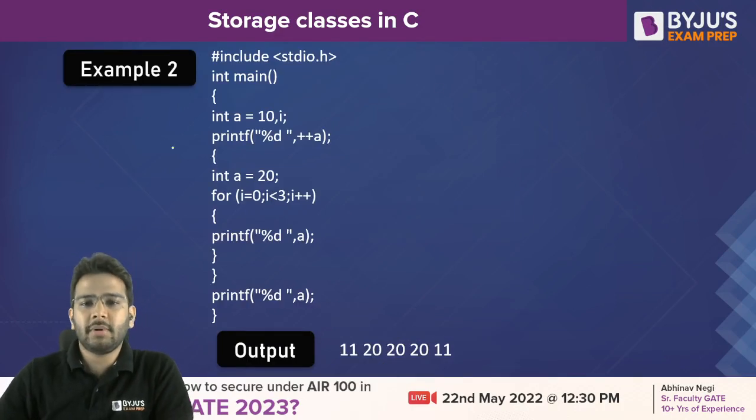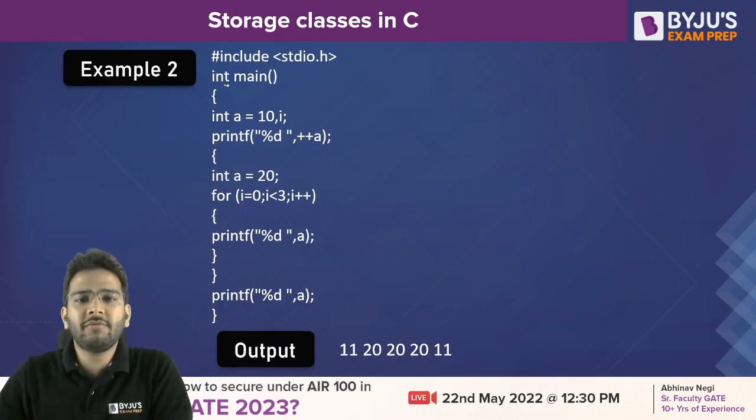Let's see one more example. Now here, if you see, we have the int main function. We are initializing the value of a, that is 10, and then we are printing it. So this is a pre-increment. So we are printing. Definitely if we have a as 10, it will be incremented to 11, and then we are going to print it. So a will be printed as 11.